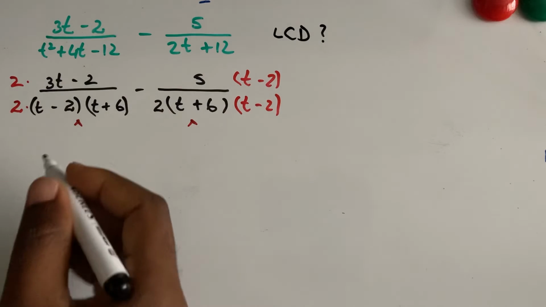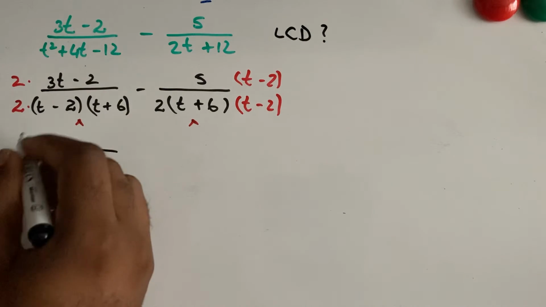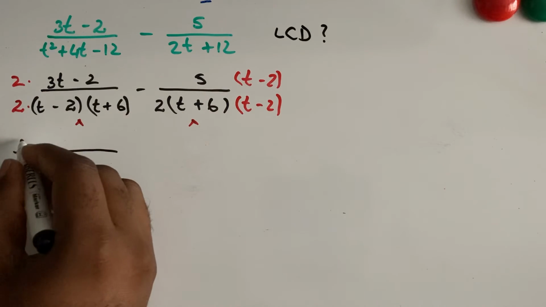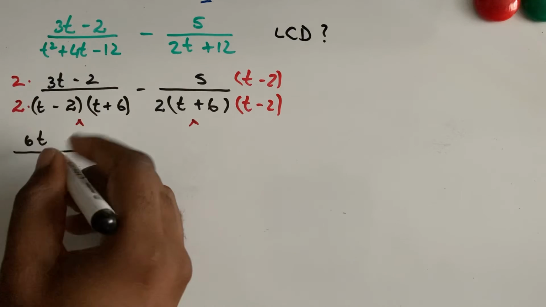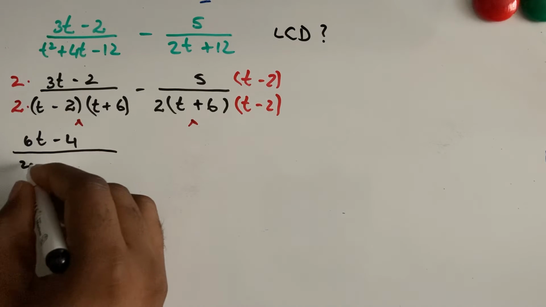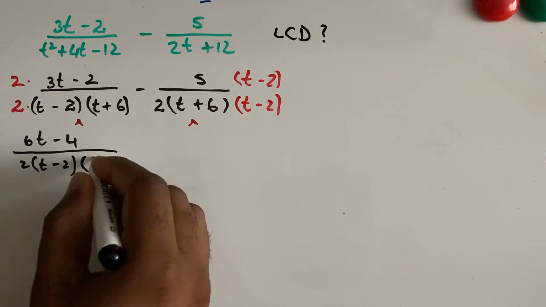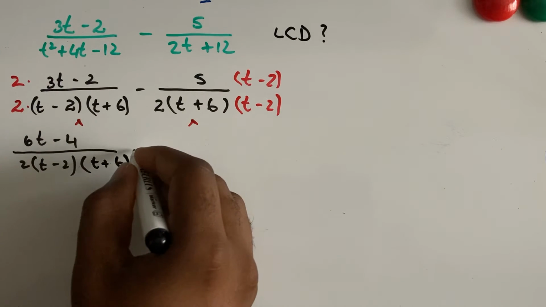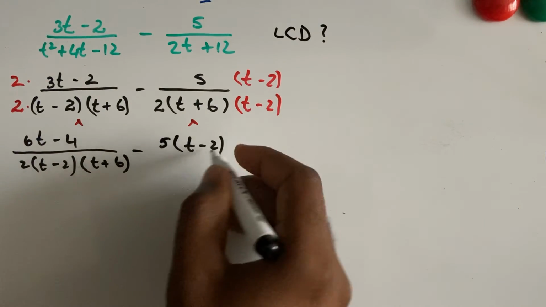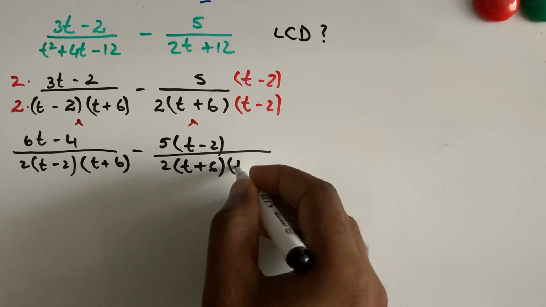So for the top part on the left here, it will just be 2 times 3t, so that's 6t, minus 2 times 2, minus 4, okay, over 2 times t minus 2, t plus 6, okay, minus, right here, you can leave this the way it is, 5t minus 2 over 2 times t plus 6 times t minus 2.